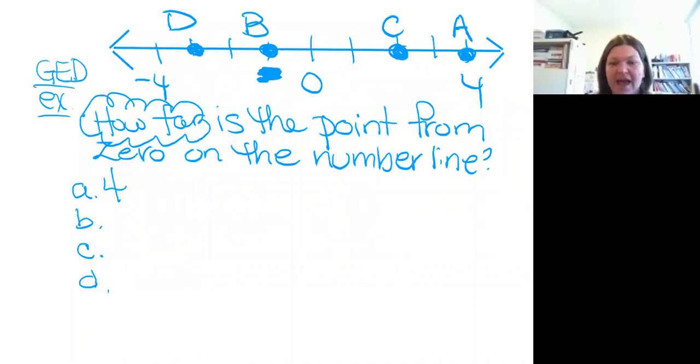Remember that distance has to be positive. So I can see that. But still, even if you're doing it that way, distance is always positive. Even though point B is at -1, it's not -1 away from 0 because distance is always positive. Point B is actually 1 away from 0. And this is a really, really common misconception of students.